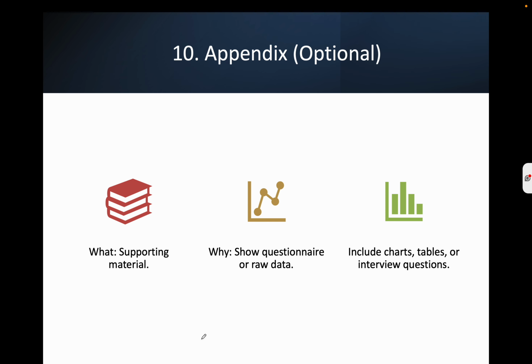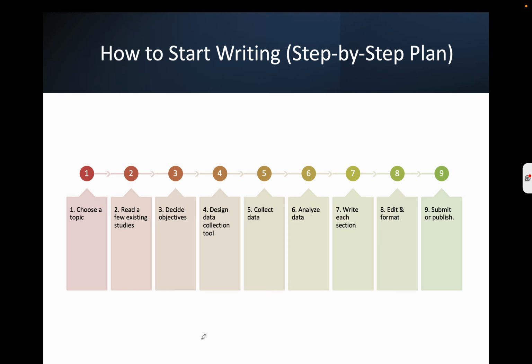Appendix, this is optional. Supporting material like your questionnaire, your raw data, some charts or interview questions you can include.